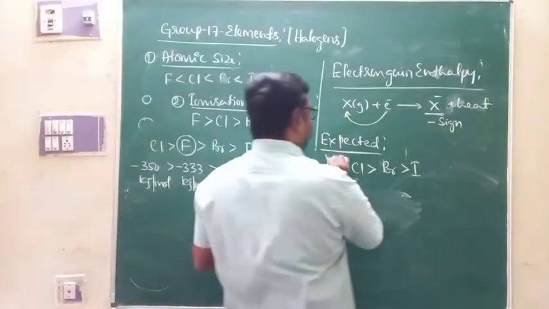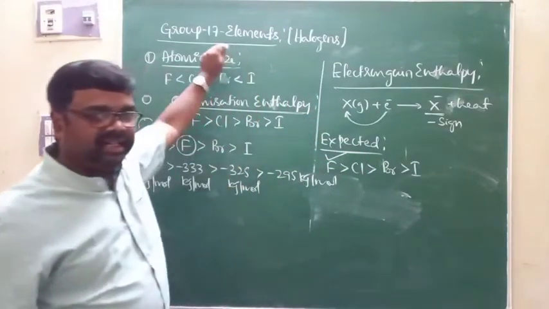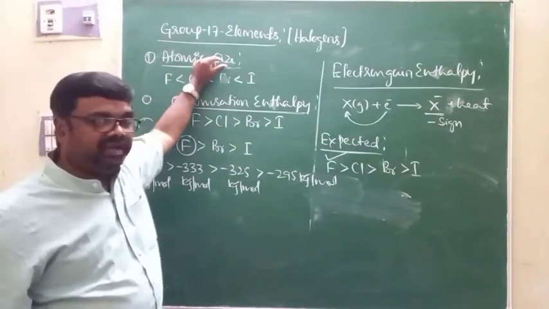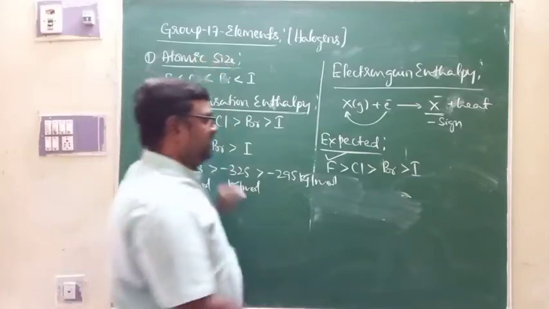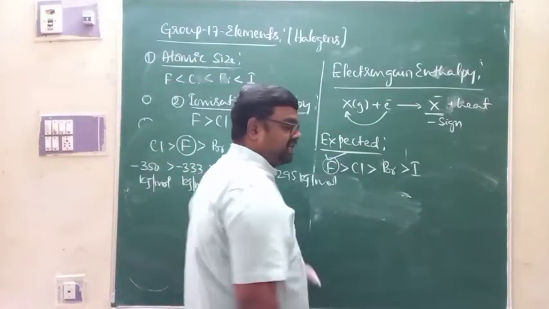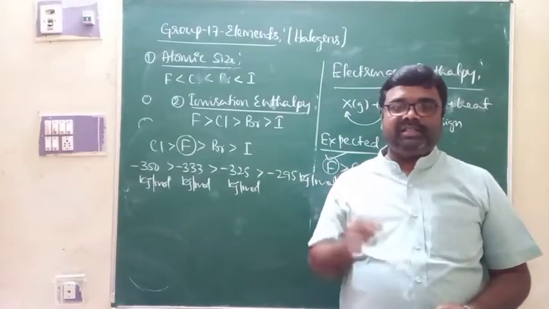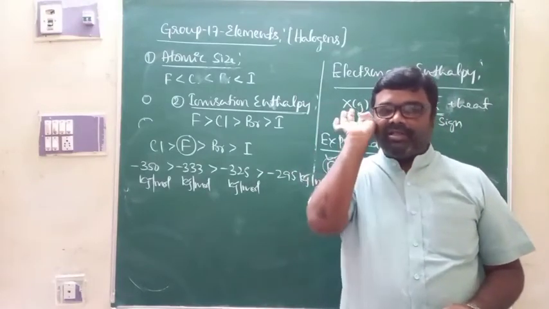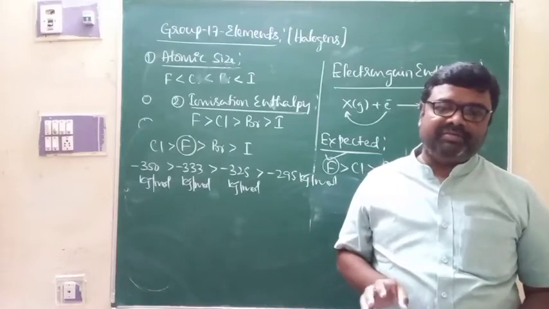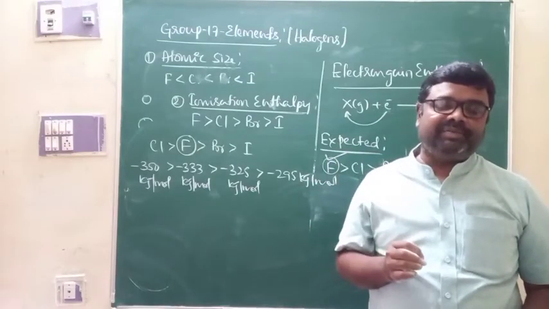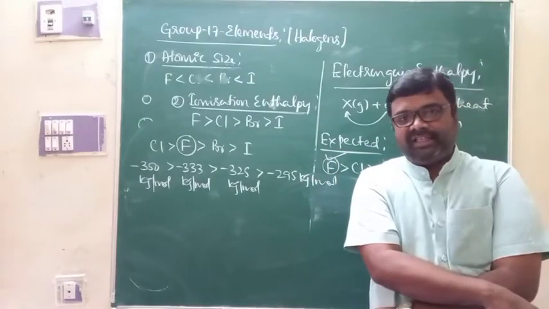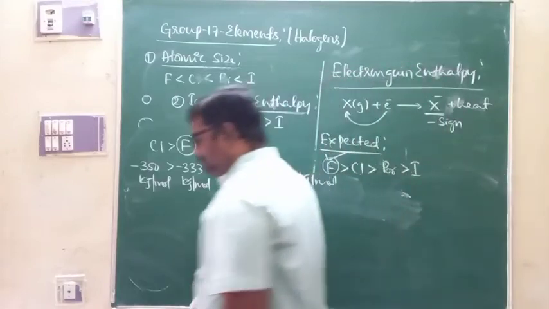We expected fluorine to have high electron gain enthalpy, as we observed in the case of electronegativity. But it is not so, because of the very small size of the fluorine atom. The incoming electron experiences repulsion from the electrons already present in the fluorine atom. Because of that, the tendency of fluorine to accept electrons decreases. It will be less than that of chlorine.